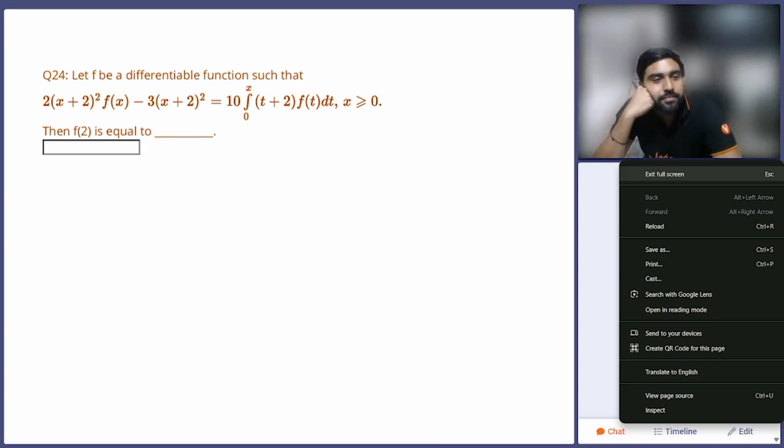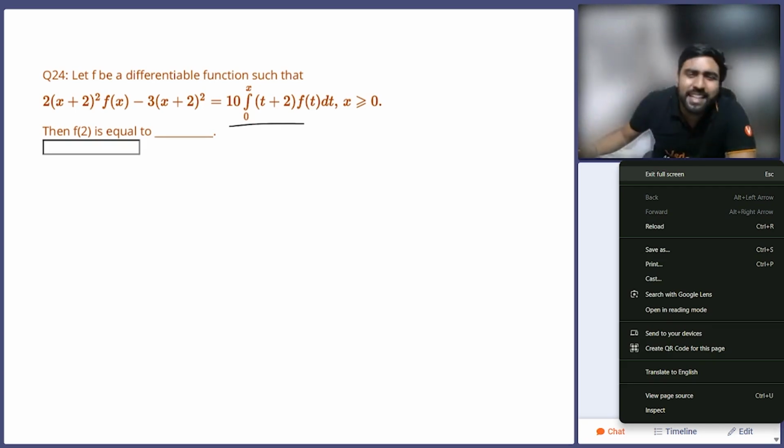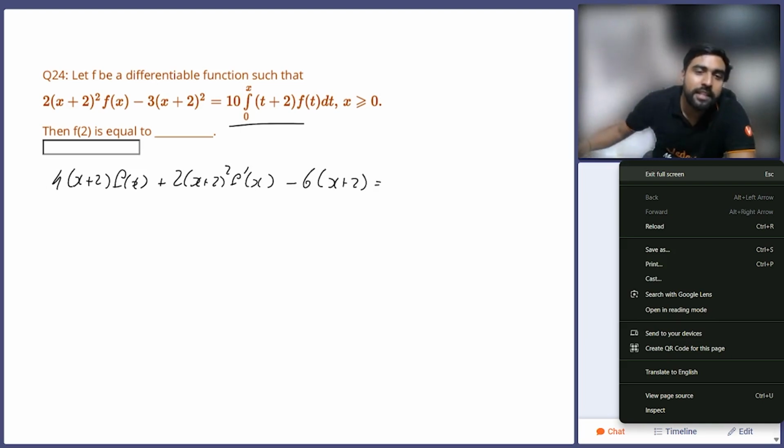What do we have here? We have a differentiable function. What is the value of f of 2? Very well. Anytime you see a variable in the integral limit, Newton directly says you need to differentiate the entire expression. So we get 4 into (x plus 2) into f of x plus 2 into (x plus 2) whole squared into f dash of x minus 6 into (x plus 2), equal to 10 into the upper limit, x plus 2, times f of x. The derivative of x is 1, so no problem, minus 0 itself here. This is the expression that you have.